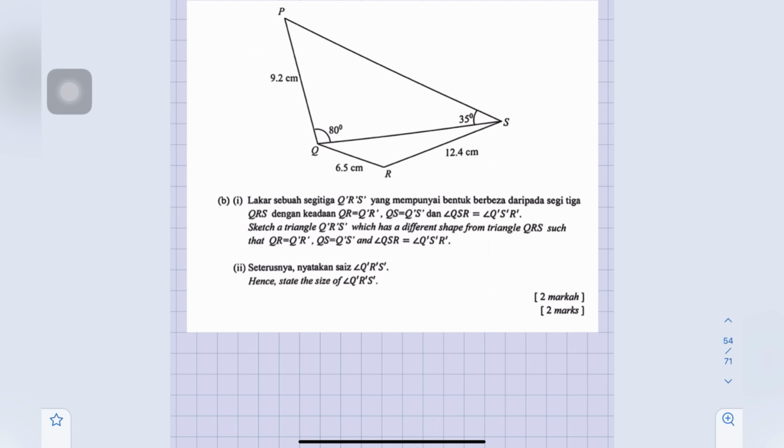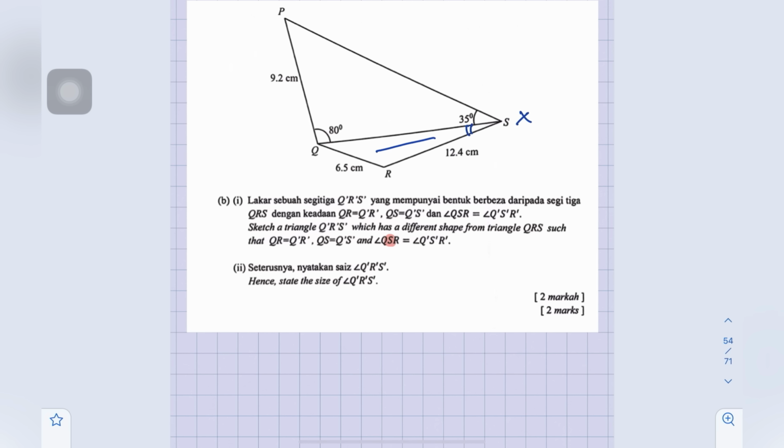B Roman 1, sketch a triangle Q prime R prime S prime which has a different shape from triangle QRS such that QR equals Q prime R prime, QS equals Q prime S prime, and angle QSR equals angle Q prime S prime R prime. So for the ambiguous case, what to do, you have to start from the given angle QSR. This angle is fixed. So you have to move the opposite side of the given angle.